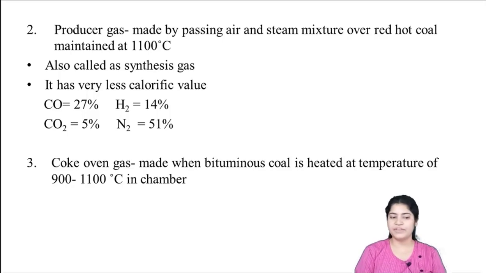The third type of gas here is coke oven gas. It is made when bituminous coal is heated at a temperature of 900 to 1100 degrees Celsius in a chamber. So these were the types of gases which are taken into account as gaseous fuel. So that was for today's lecture. Thank you.